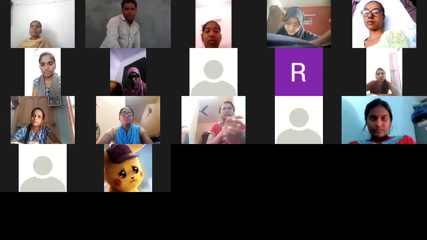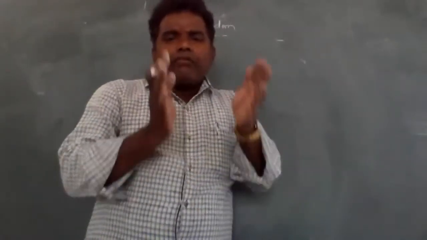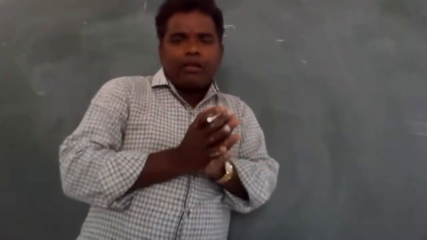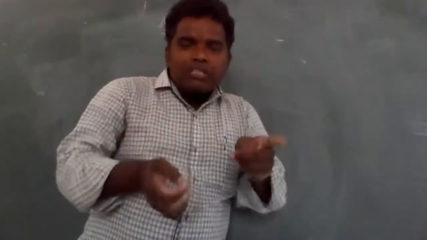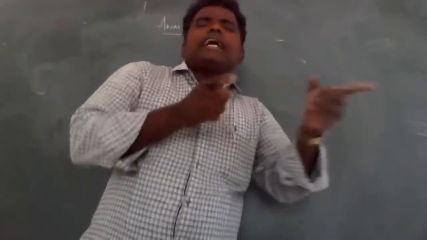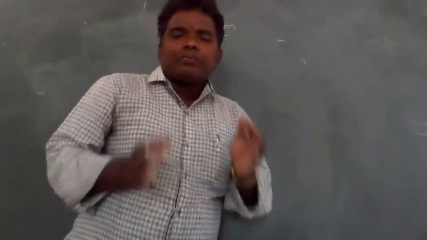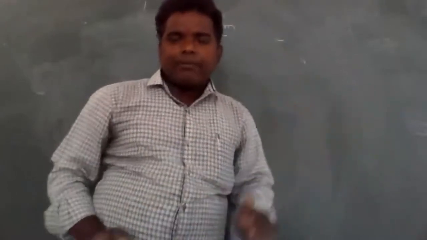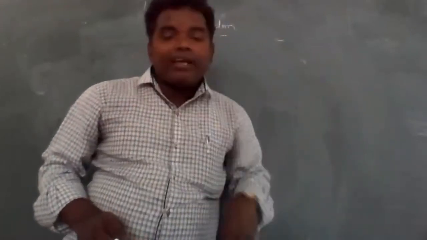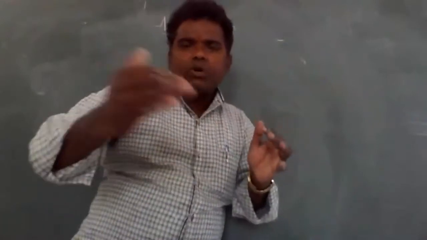So if it is binomial nomenclature, one organism has 2 names. We should give the 2 names. That is called the scientific name, which contains species and genus. The first term is called genus and the second term is called species.